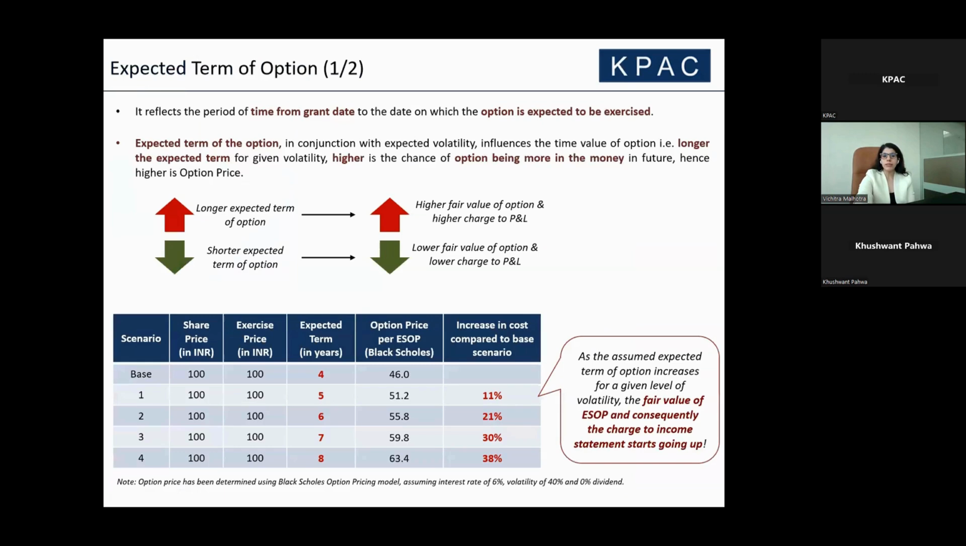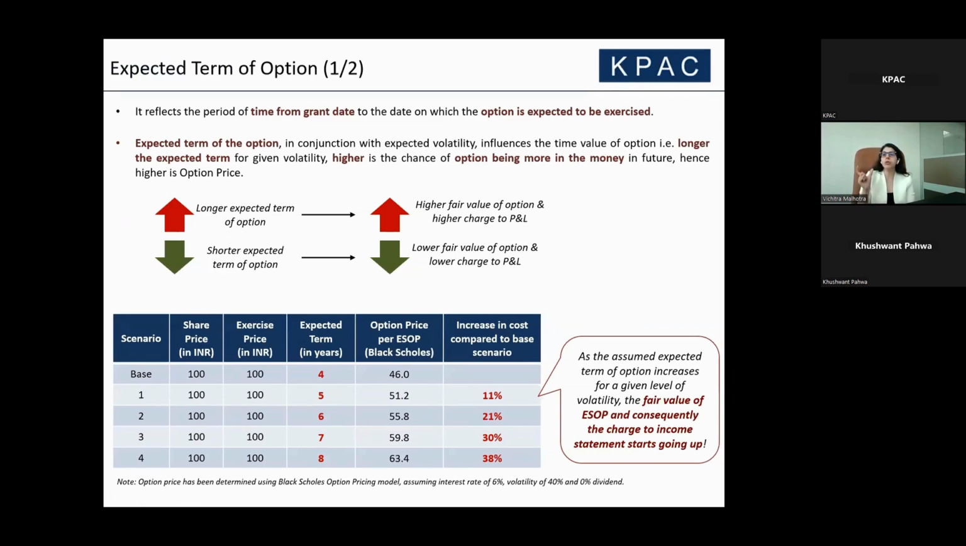Having covered volatility, I would move to the second key assumption, which is expected term of option. Expected term of option from an ESOP valuation perspective typically refers to the time from the grant date till the date you expect the options to be exercised. When we say the period from grant date till the period the options are expected to be exercised, we in a way obviously include the vesting period, because the options cannot be exercised until they are vested.